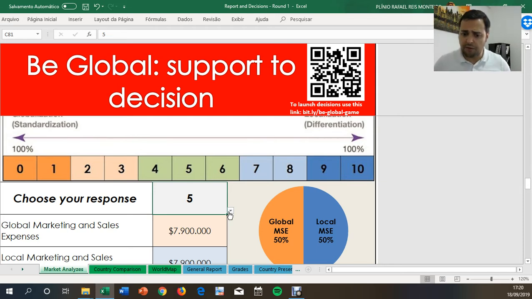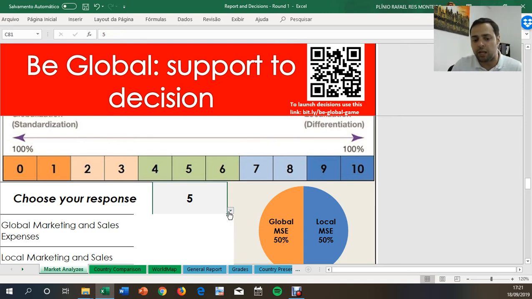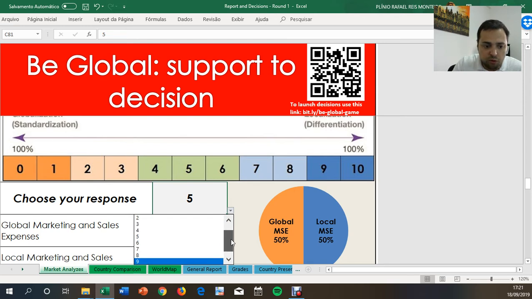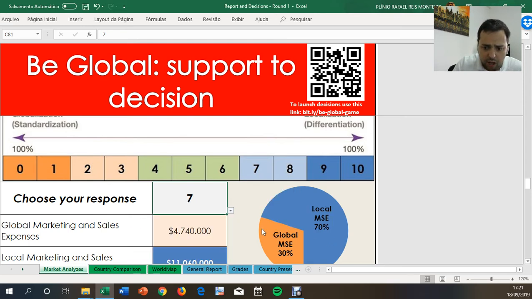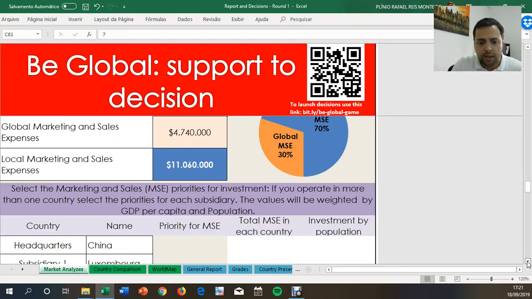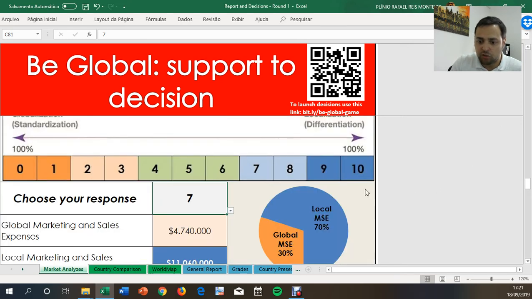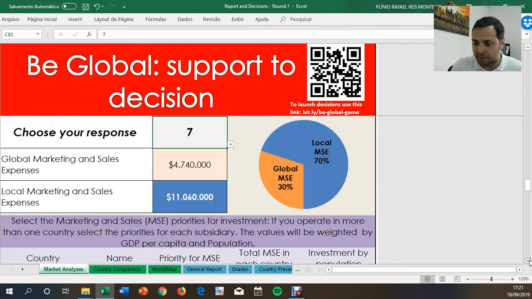So if you have a lot of competition, basically you need to invest a little bit more on global marketing sales expenses. And if you don't have competition, don't worry, you can invest a lot of money on local marketing and you will improve the demand very fast. In that case, I believe that I have no competition, so I'm going to stay with a lot of local marketing and sales investments. And as you can see, 70% of my marketing expenses will be directed to local investments.